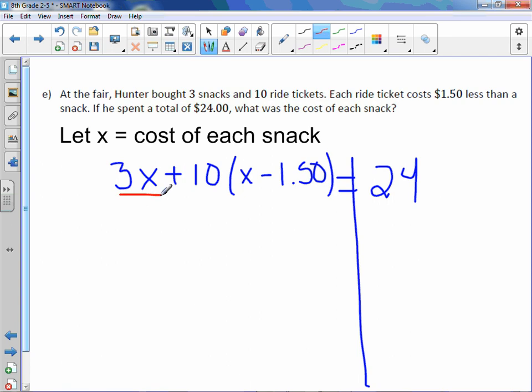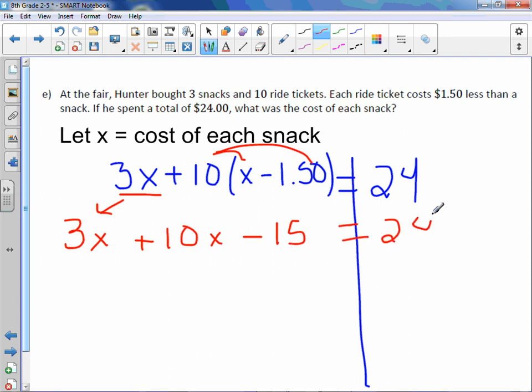For now, we're going to leave that 3x alone, and we're going to focus on the parentheses. So bring down that 3x and distribute. Plus 10 times x is 10x. 10 times negative 1.5 is negative 15 equals, bring down the 24.